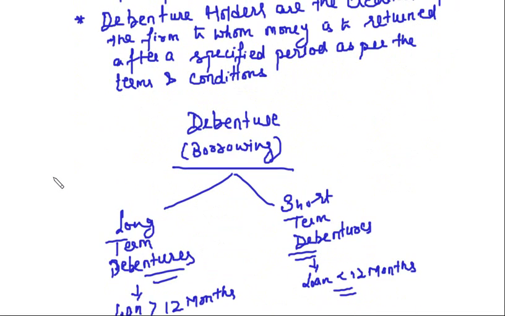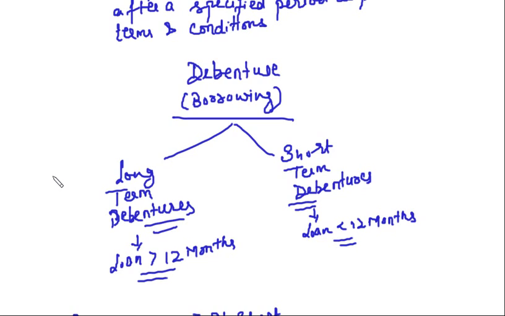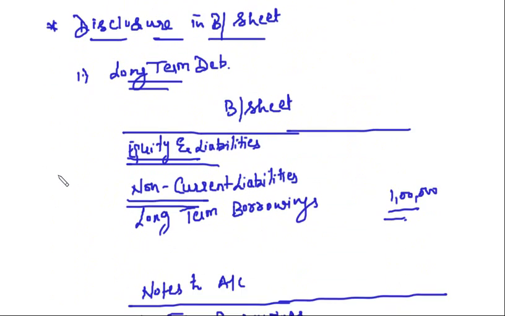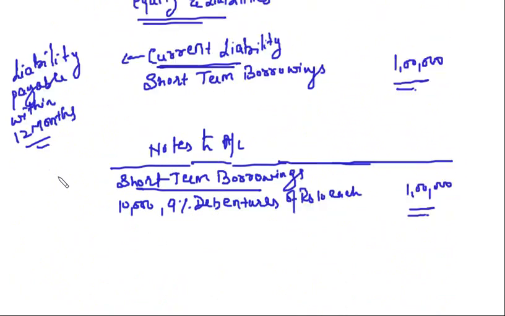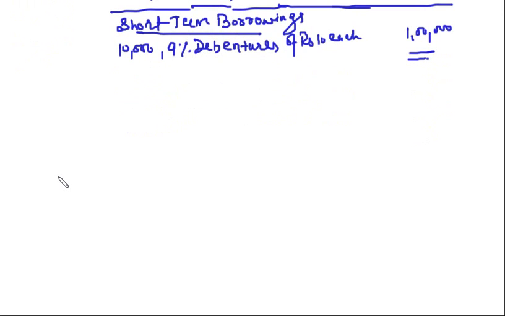Clear? Then according to duration, I told you the debentures can be long-term borrowings and short-term borrowings. Long-term means the money that we have raised for a period of more than 12 months, and short-term means we have to repay that money within 12 months. Then we discussed disclosures in the balance sheet. Clear, friends? So this is what we have discussed, the very basics of debentures. What is a debenture? How is it to be disclosed in the balance sheet? What are the terms and conditions which are set at the time of the issue of debentures? These terms and conditions regarding issue and repayment we will discuss.